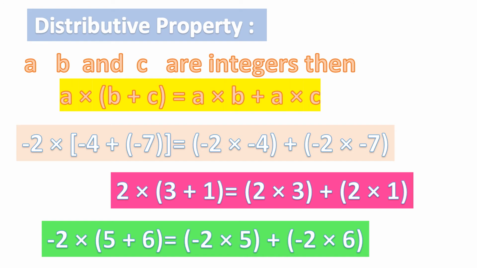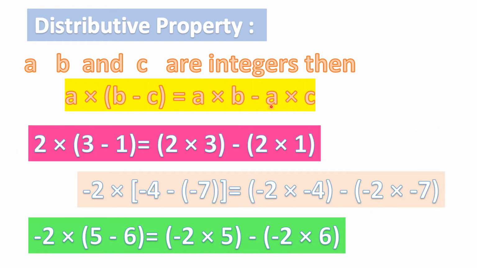Now let's look at the next one. Next one is distributive property over subtraction. Same thing, before it was plus, now it's minus. So what does it become? A into B minus A into C, right? So first you give A into B, then you give A into C. So it becomes A into B minus A into C.